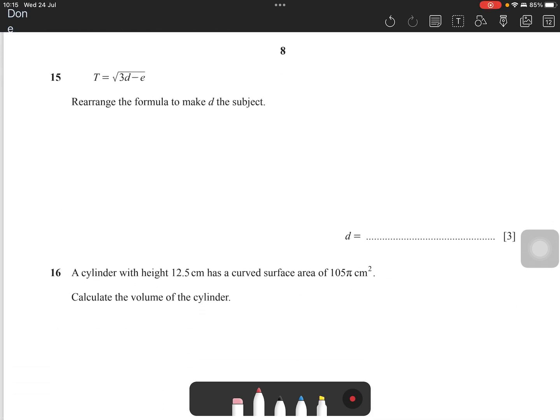Question 15. T is equal to the square root of 3D minus E. Rearrange the formula to make D the subject. So to make D the subject, first we need to square both sides. T squared is equal to 3D minus E.